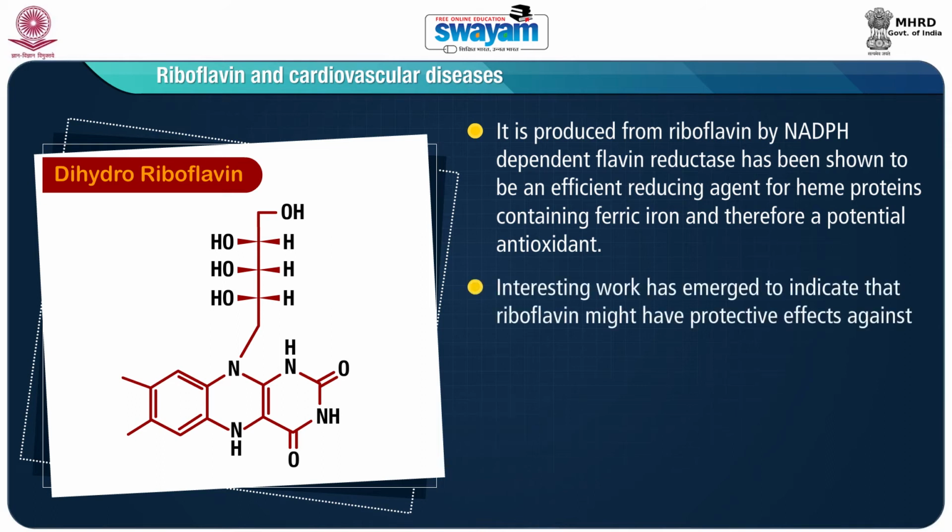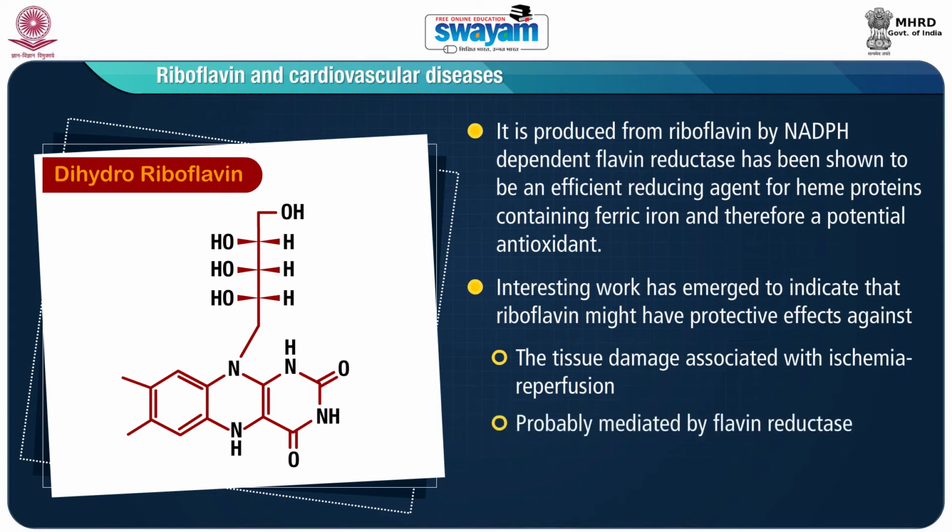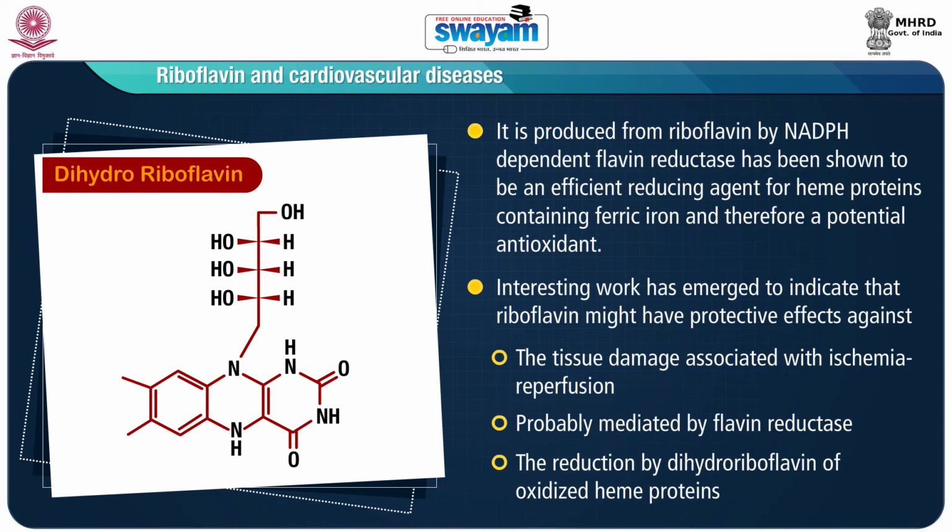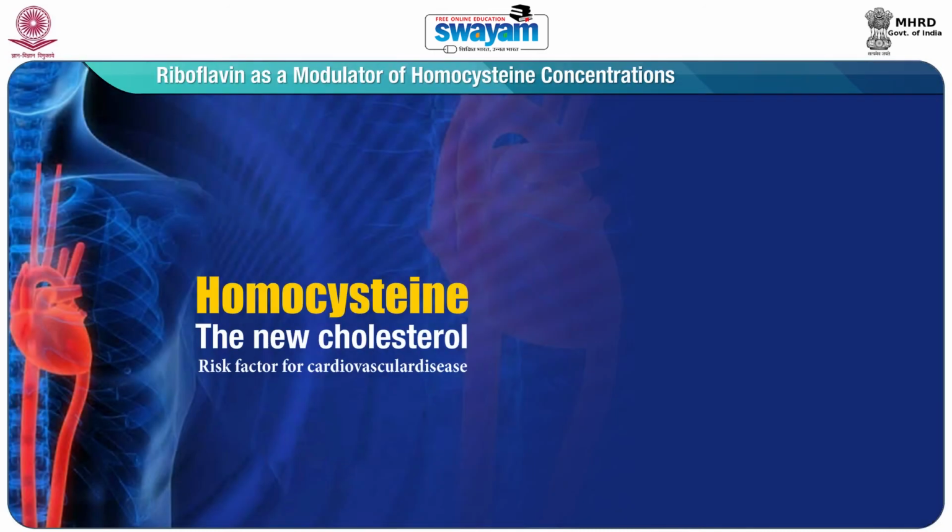Interesting work has emerged to indicate that riboflavin might have protective effects against the tissue damage associated with ischemia reperfusion, probably mediated by flavin reductase and the reduction by dihydroriboflavin of oxidized heme proteins. Now, next, riboflavin as a modulator of homocysteine concentrations.